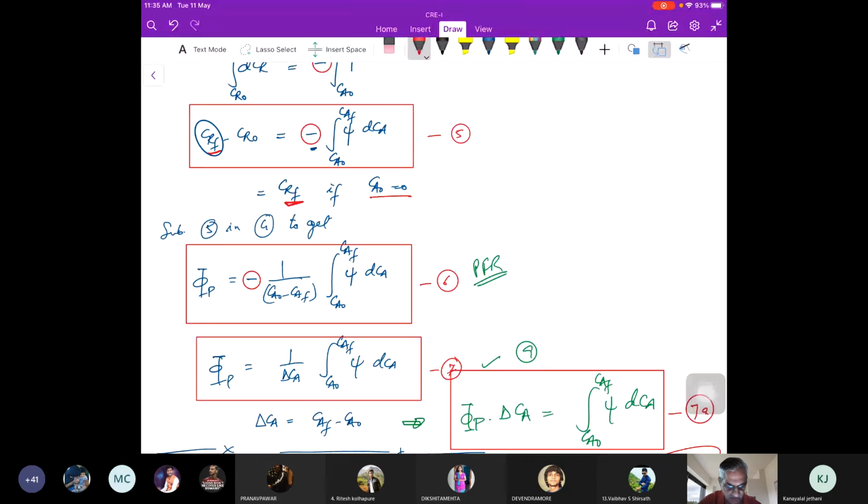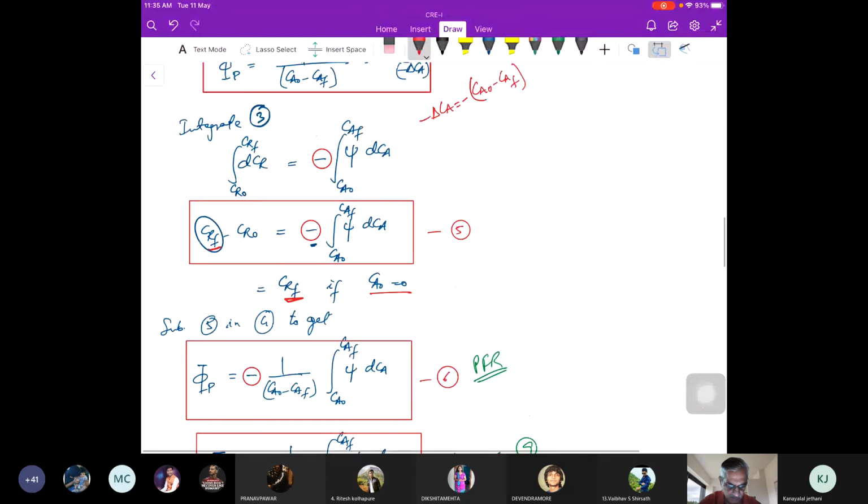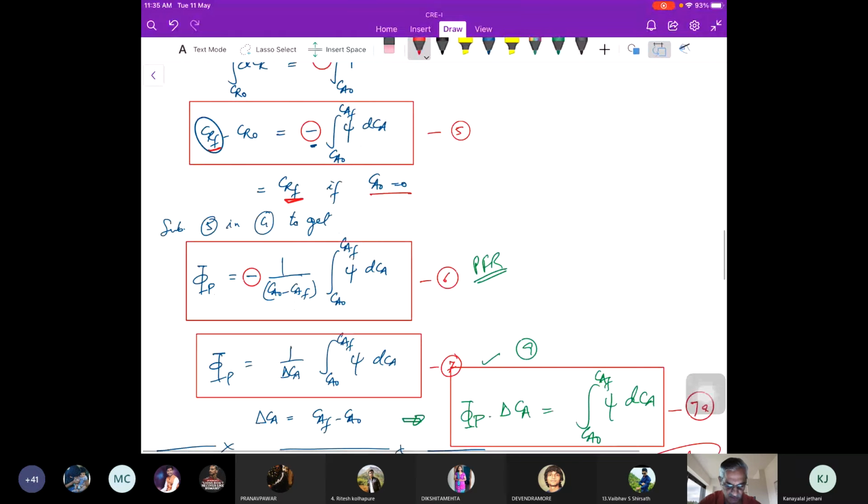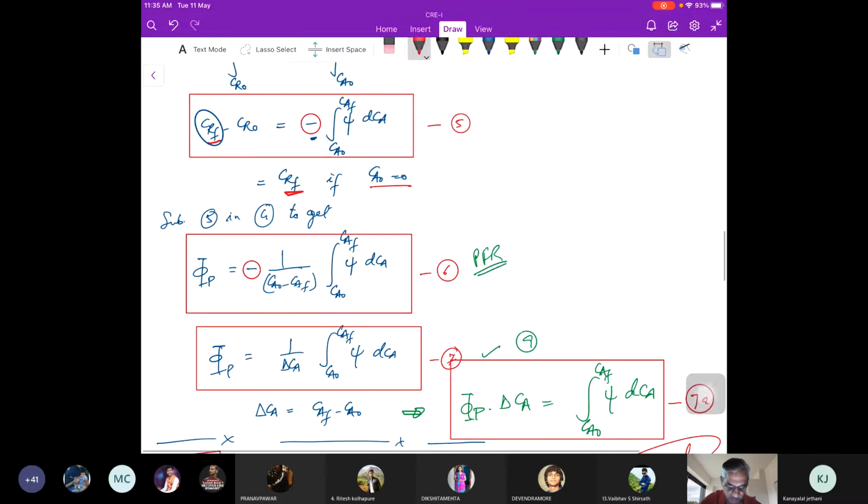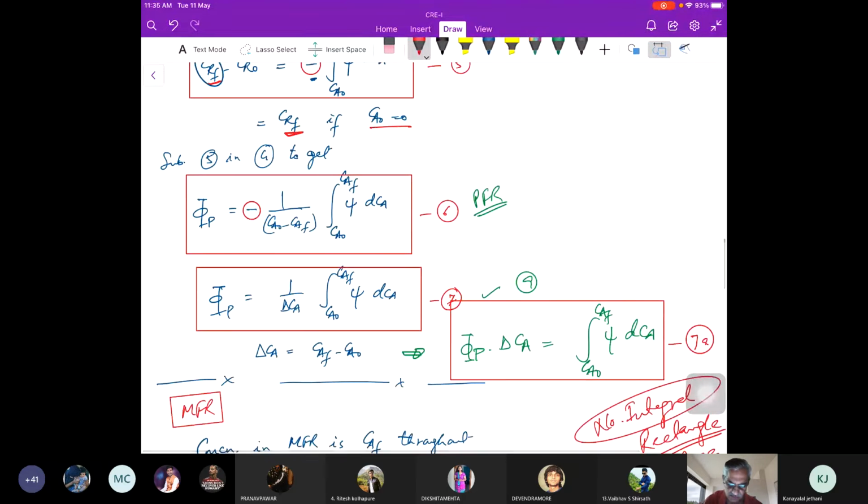Or you can write it as, this is minus, so minus minus becomes plus, 1 upon delta CA integral CA naught to CF psi dCA. It is equal to 5P, that's for plug flow reactor. Or you can write 5P into delta CA is equal to integral CA naught to CF psi into dCA. So different ways of writing the same equation for a plug flow reactor. So in this way, psi, that is instantaneous fractional yield for a plug flow reactor, is related with phi, which is the overall fractional yield of plug flow reactor.